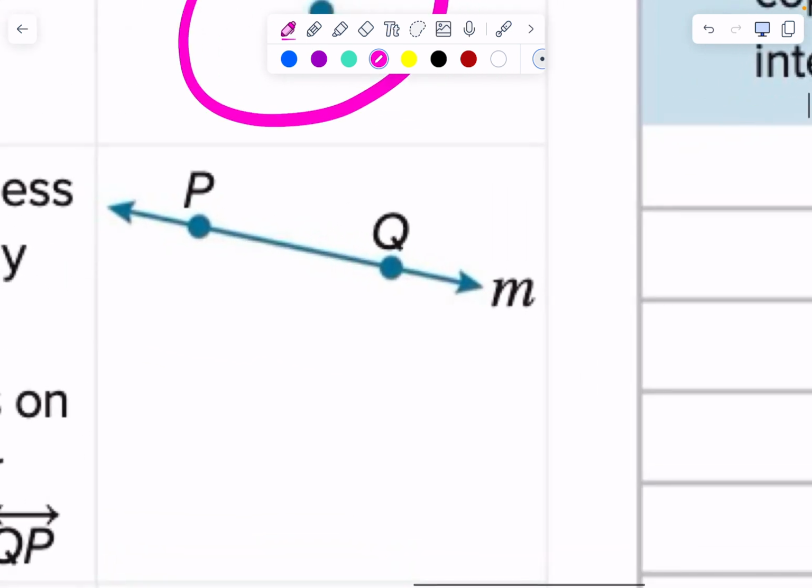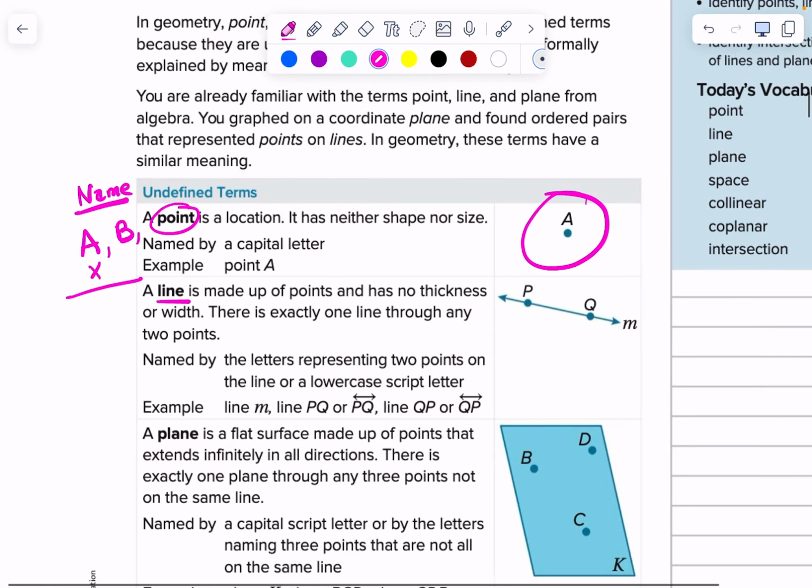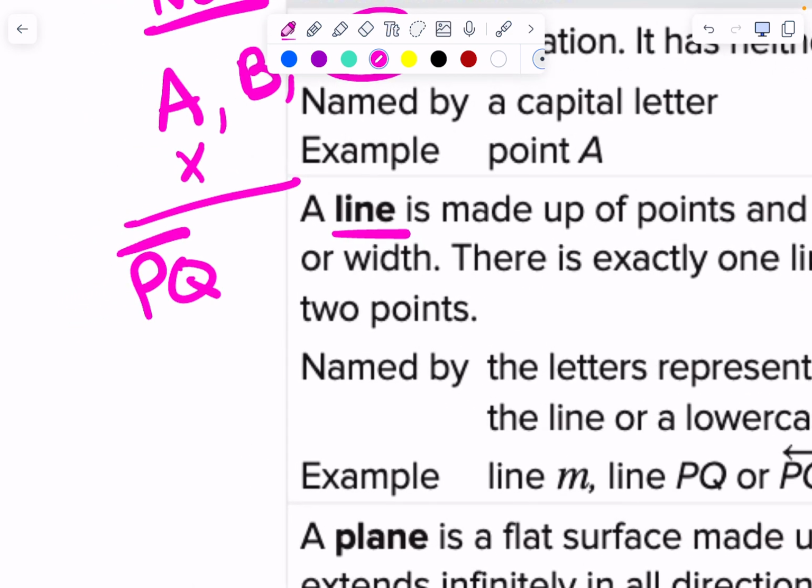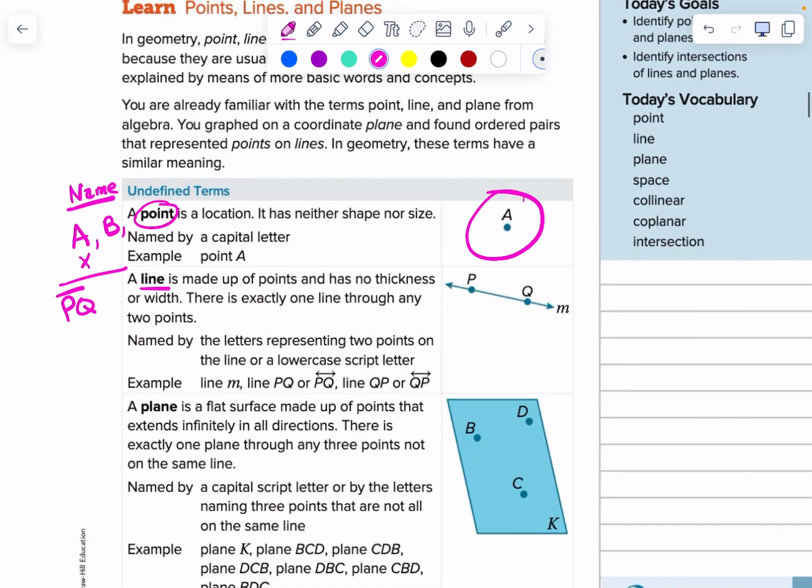Okay? The next one is a line. This line goes on indefinitely forever. There are different ways to name this line. Are you ready? Okay, you can name this line PQ and you call it PQ with a line over top of it. This is the name. Do you see that? Okay. Or you can name it line QP with a line over top of it. It does not matter what order you put them in.